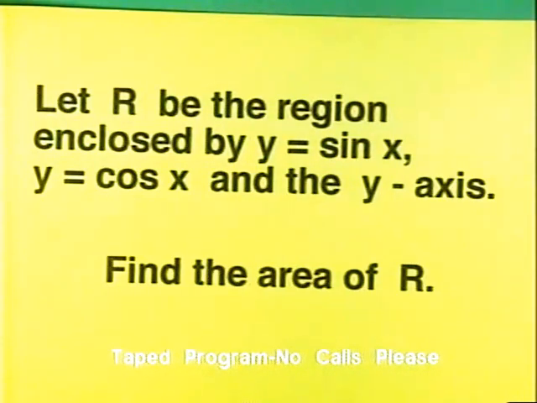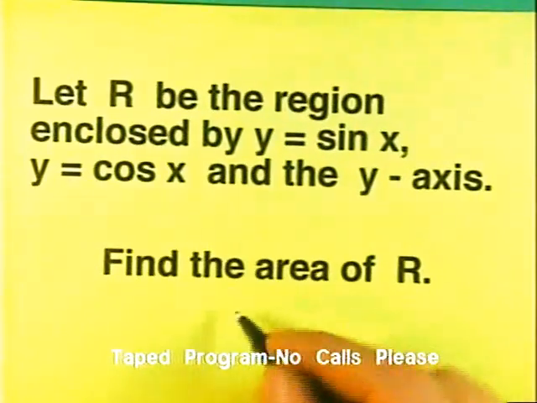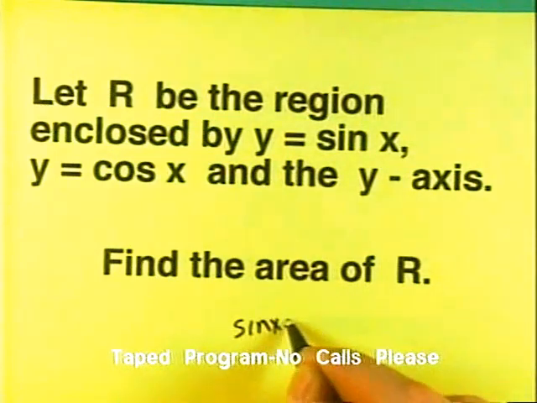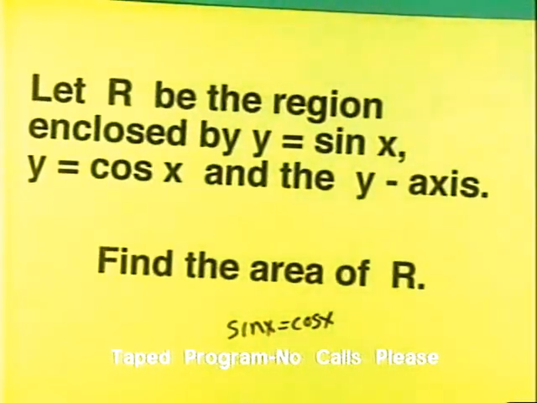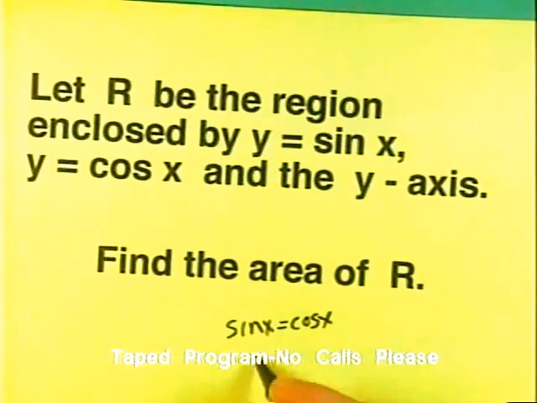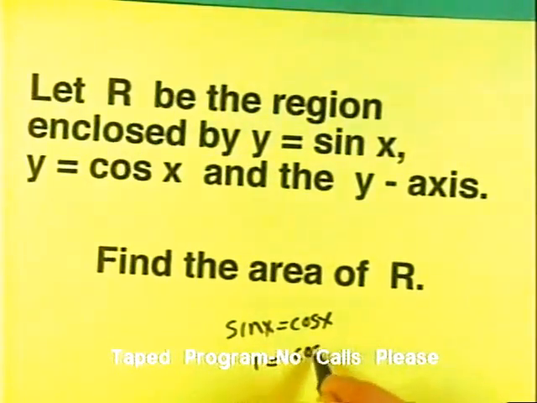Okay, first we set them equal to each other to find the intersection. All right. So you set them equal to each other. Uh-oh. What do we do? Let's divide by the sine. Divide by the sine? Yes. Okay. So 1 is equal to cosine x over sine x.